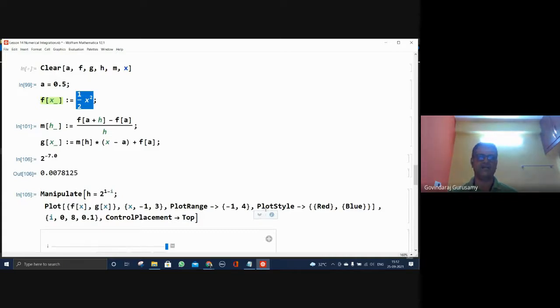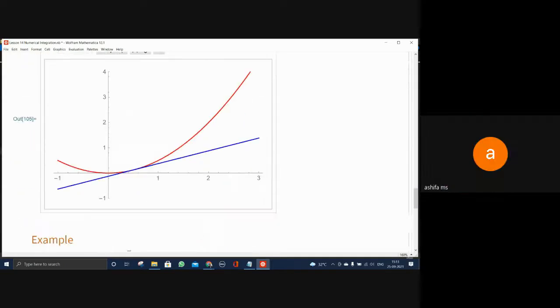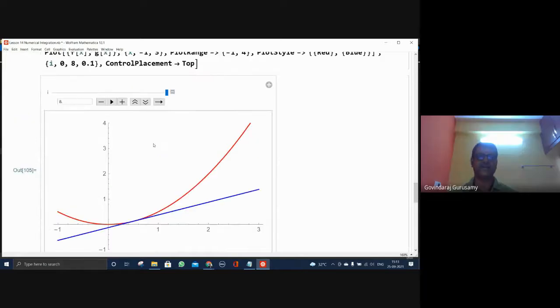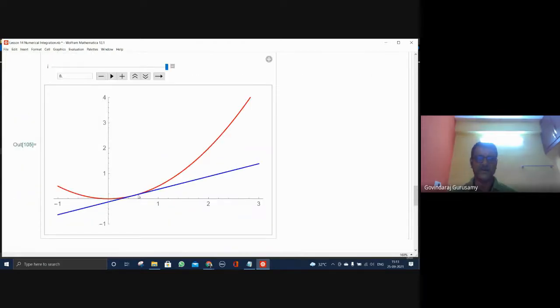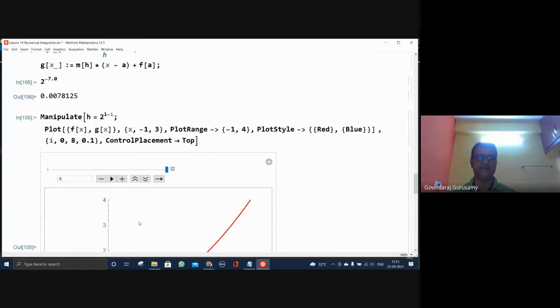What is the slope of half x square? Come on, it's x, no? It's a straight line. It's passing through the origin. But we are finding it out at this point. So at this point, whatever is here, that is the number that you will be getting.